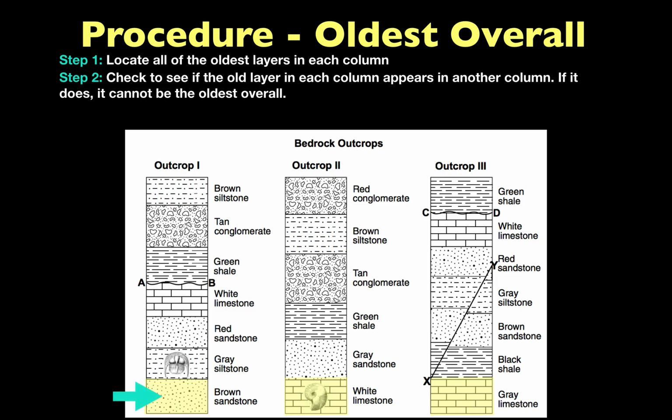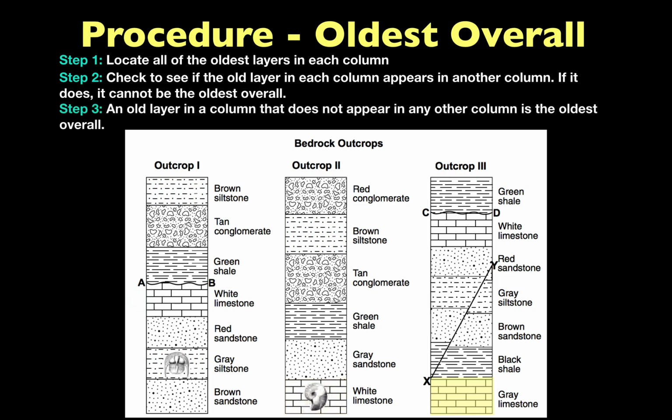So let's start with the brown sandstone. It's the oldest in this layer, but it's not the oldest in outcrop 3, so it cannot be the oldest overall. The white limestone is the oldest in outcrop 2, but it's not the oldest in outcrop 1. Now don't worry about the lack of fossil there. We're still looking at the name of the layer, which is white limestone. Since it's not the oldest in outcrop 1, it's not the oldest overall. So we're left with the gray limestone.